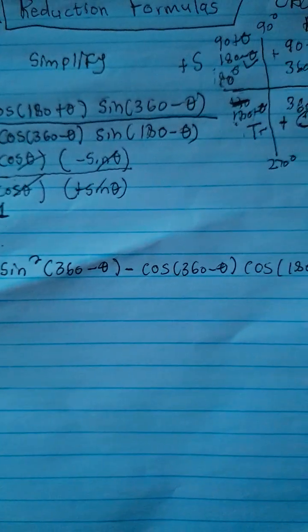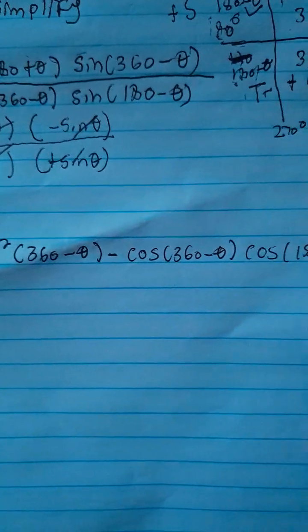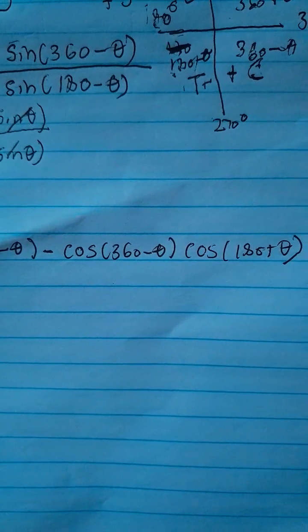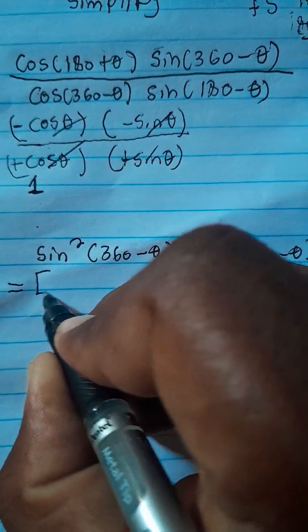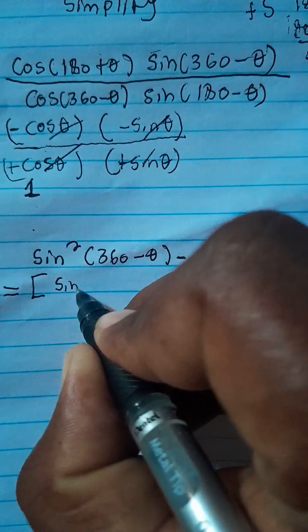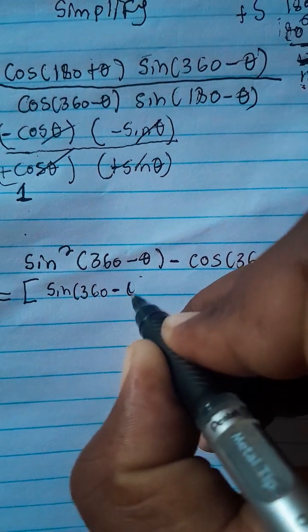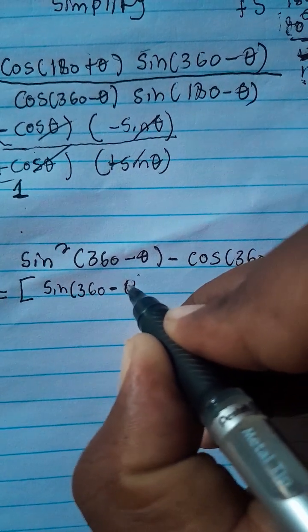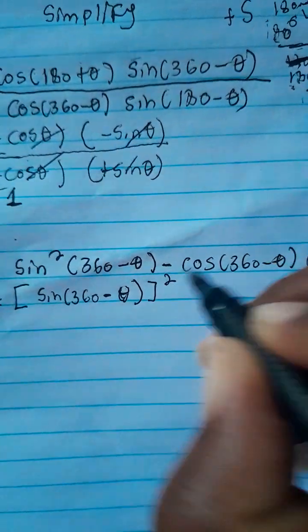Then let's go to number 2. We are given sine squared (360 minus theta) minus cos (360 minus theta) and cos (180 plus theta). Well, in this case, you need to factor out for the first function here. You are going to open the bracket, then write sine (360 minus theta) and close. Then put the square outside, right?